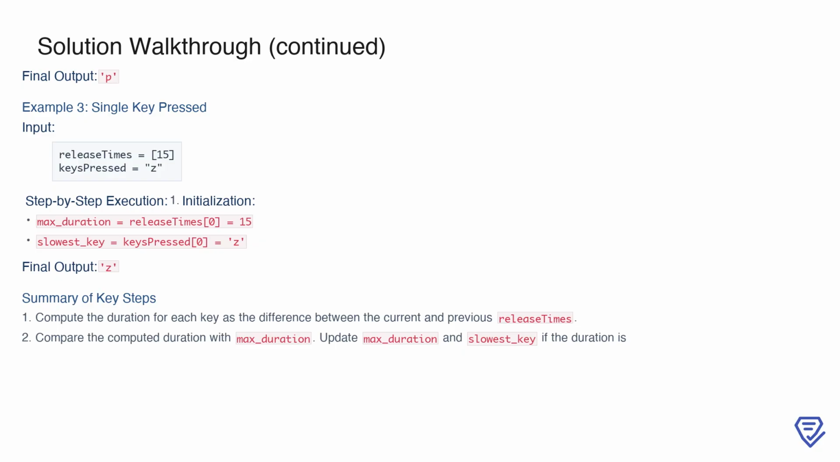The slowest_key is the only key pressed, Z. Therefore, the result in this case is Z. This example demonstrates the simplest scenario, where no iteration is necessary, and the output is directly determined from the input.